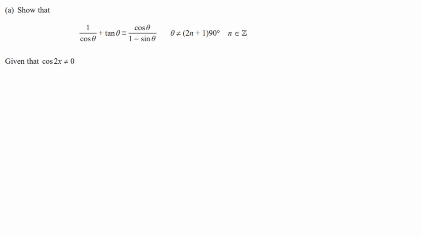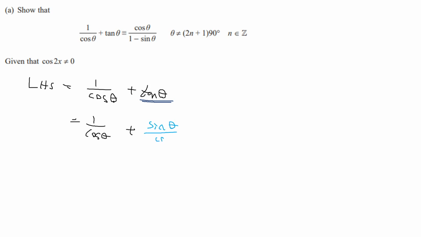So, okay. First thing we need to do is write down the left-hand side. So, LHS is going to be 1 over cos theta plus tan theta. Okay. What can we do from here? Well, what we can do is we can turn this tan theta into the equations from earlier. So that's just going to be 1 over cos theta plus, and now we turn the tan into sine theta over cos theta.